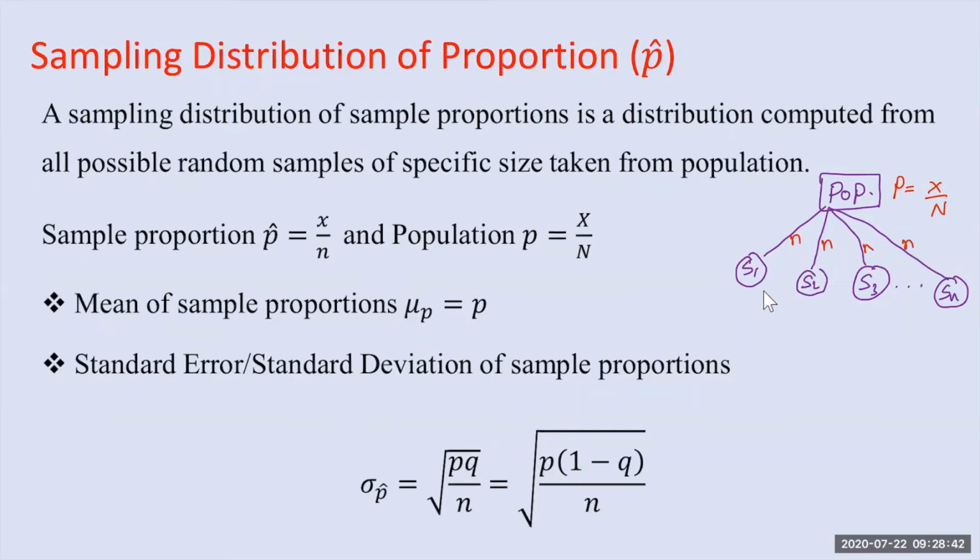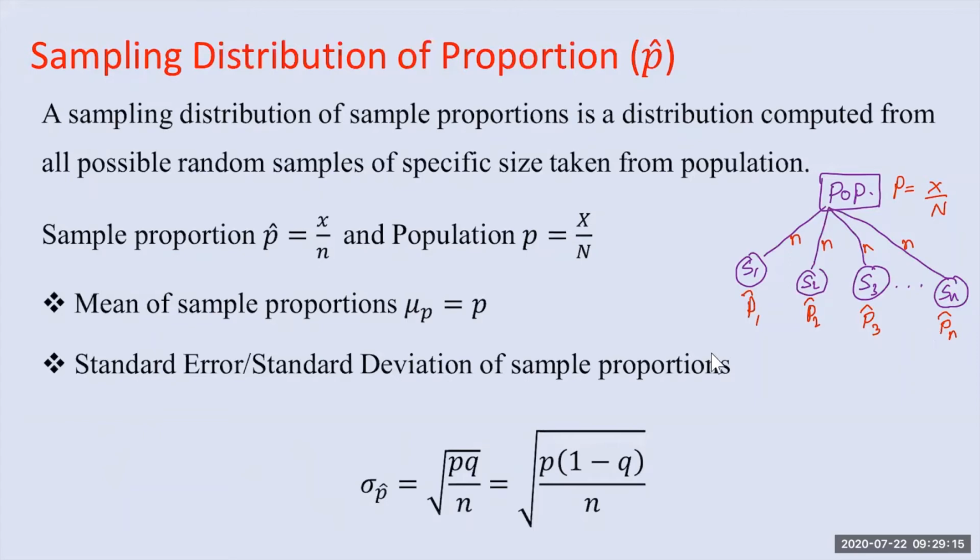Now, after we have these samples, you are going to calculate the proportion in each of these samples. So in this sample, how many of them have the master's degree? You are going to count and divide it by n. So you will get the proportion for the first sample. Let's say the proportion for the first sample is P1 hat. The proportion for the second sample is P2 hat. The proportion for the third sample is P3 hat. The proportion for the nth sample is Pn hat. So you are going to calculate the proportion.